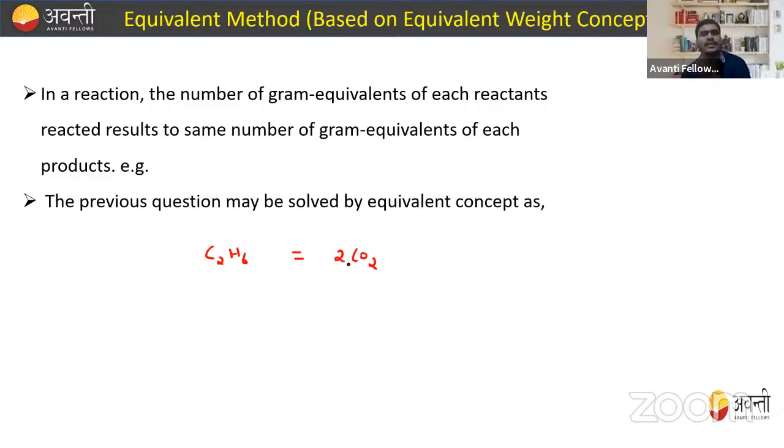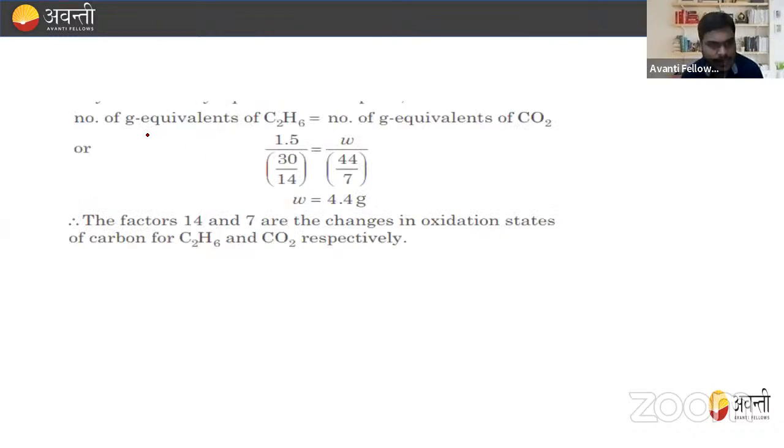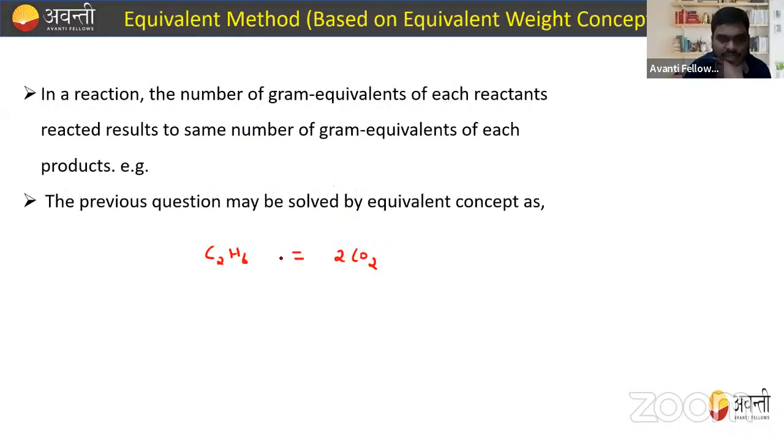So the gram equivalent of each reactant, right? Know that the number of gram equivalents of C2H6 is equal to the number of gram equivalents of CO2. So what is the gram equivalent of C2H6?